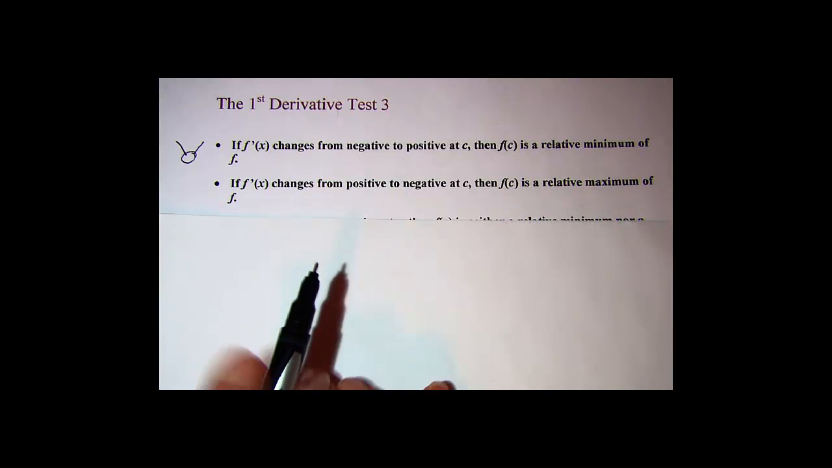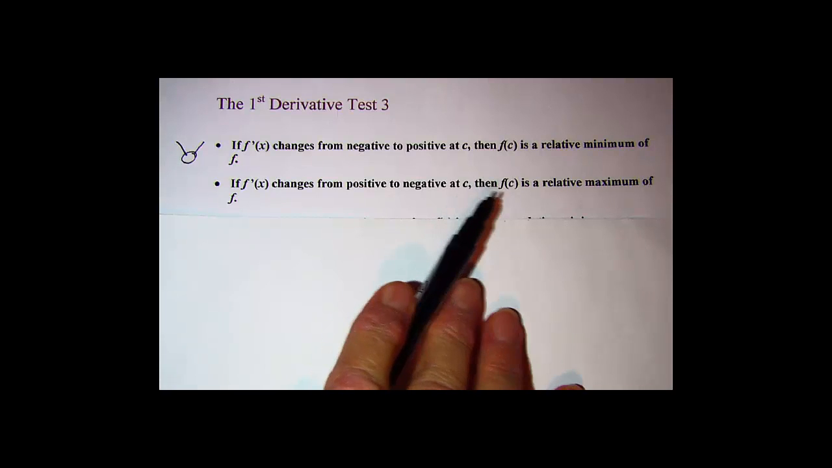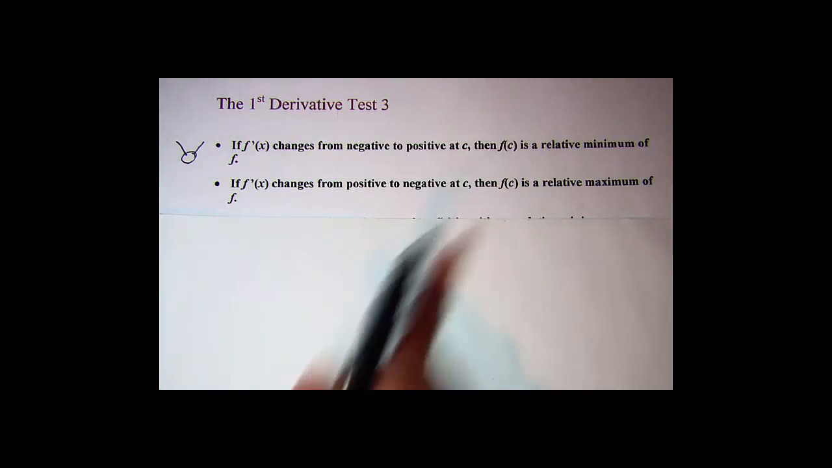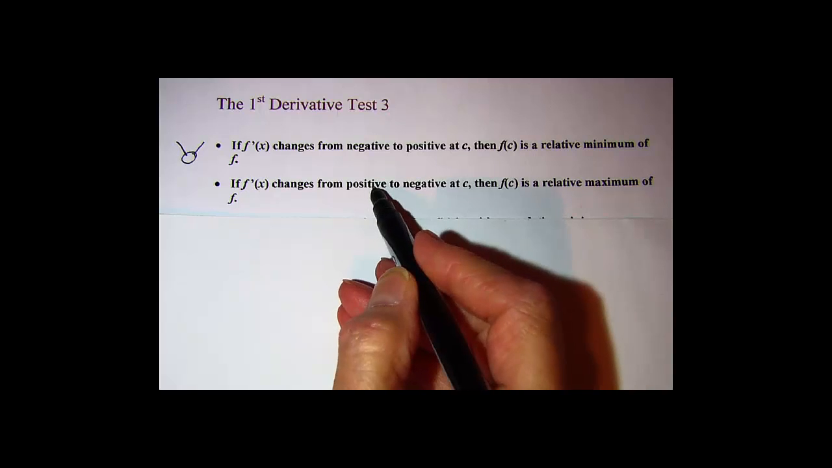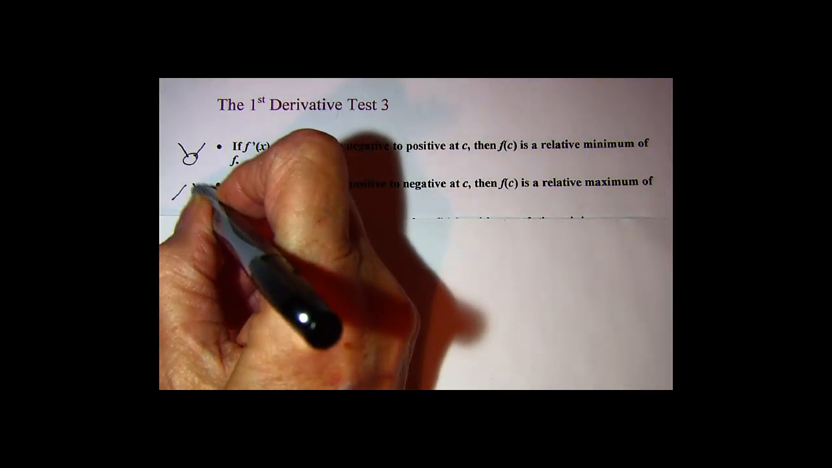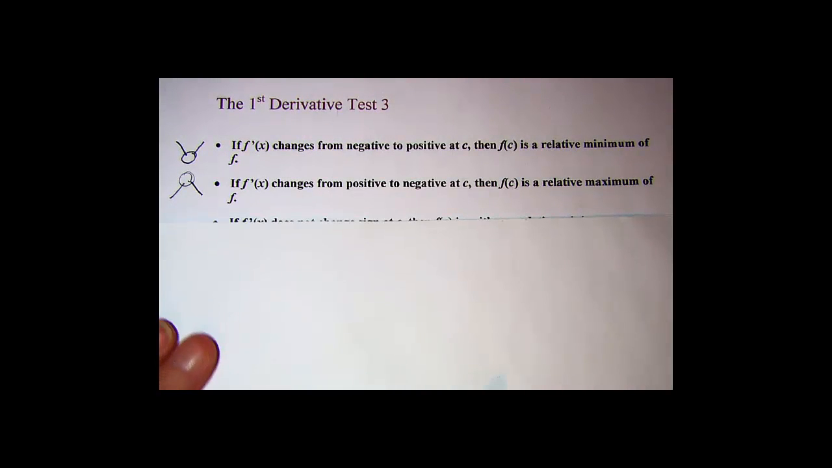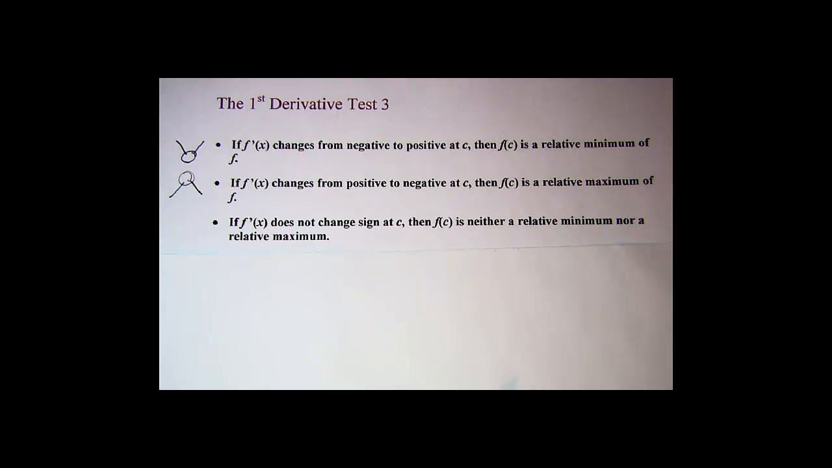If the derivative changes from positive to negative at c, then f of c is a relative maximum. So the slope of our tangent line is changing from positive to negative, so we have a max. And then if f prime of x does not change sign at c, then f of c is neither a relative min nor a relative max.